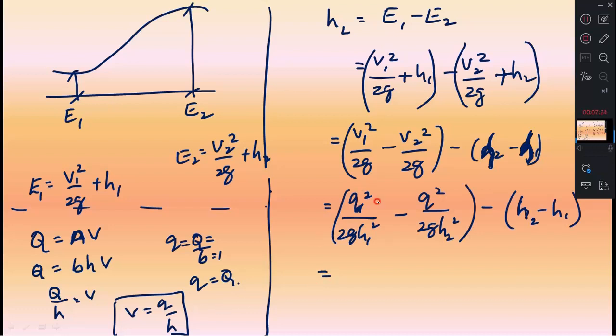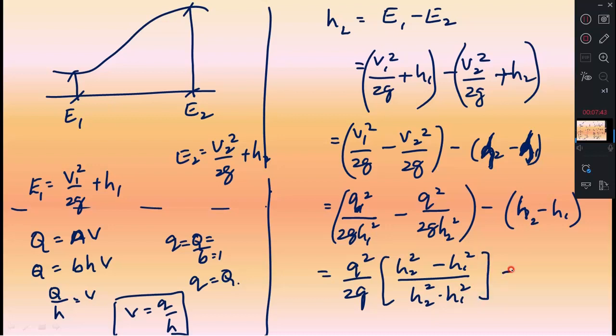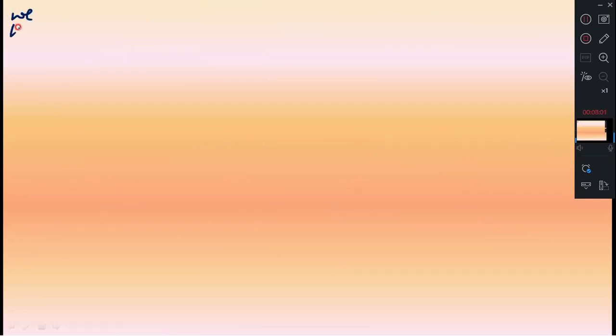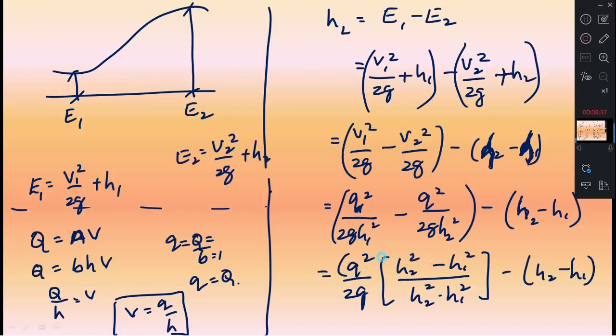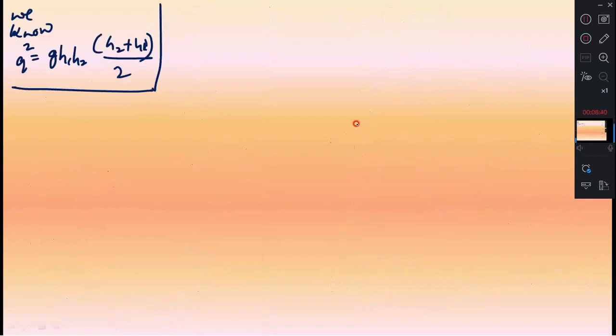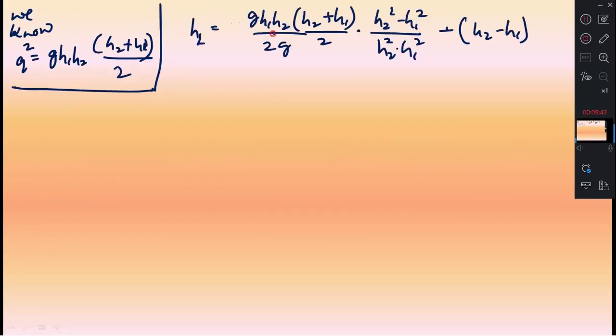No doubt, sir? Then we will take Q square outside, divided by 2G outside. Then inside 1 by H1 square minus 1 by H2 square. We will take the LCM: H2 square minus H1 square divided by H2 square into H1 square, minus H2 minus H1. Any doubts? Now this we already know from the previous derivation, you can check it. Then since we know Q square, I can substitute it here. Then I will get, look at here. If you have anything you can ask.